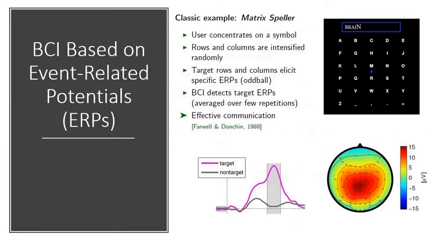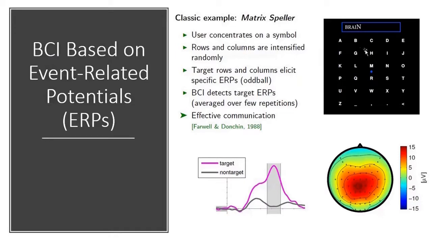Another example I show here is based on the exogenous type of BCI, where human subjects are shown a grid of visual stimuli. This is called a matrix speller. Using this kind of exogenous BCI, we can develop BCI-based communication systems that allow people to type using their brain activities. Right? This is called a brain-computer interface based on event-related potentials.